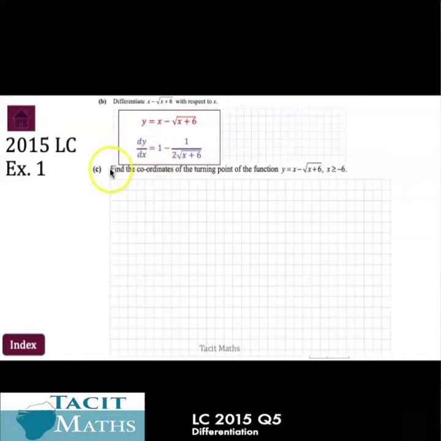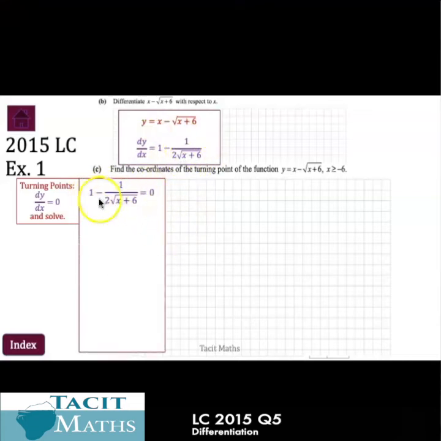So finally, for part C. Find the coordinates of the turning point of this. The key thing is that when you hear turning point, even if you're not quite sure where it comes from, to find the turning point, you get your derivative, put it equal to 0, and solve. Simple as that. We already have the derivative up here, so we want to take this derivative, put it equal to 0, and solve. So basically, it turns from a differentiation question back into an algebra question. We just need to solve this equation.